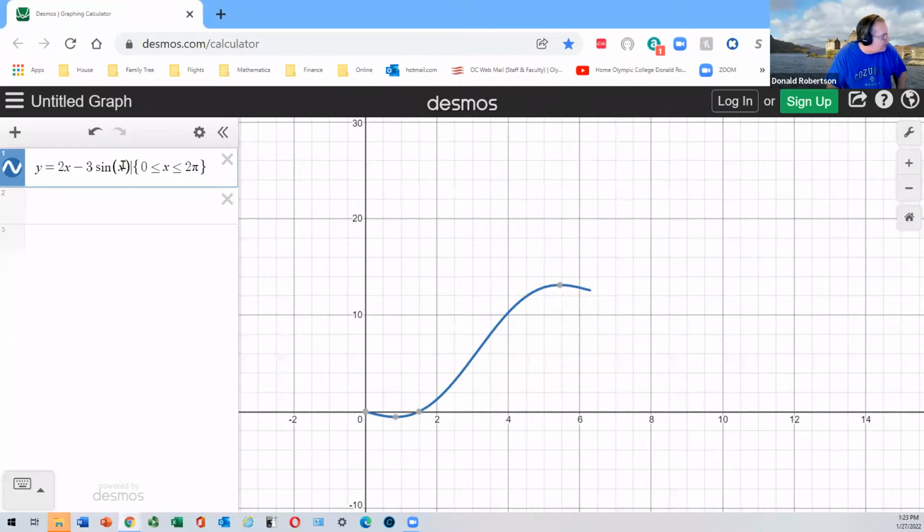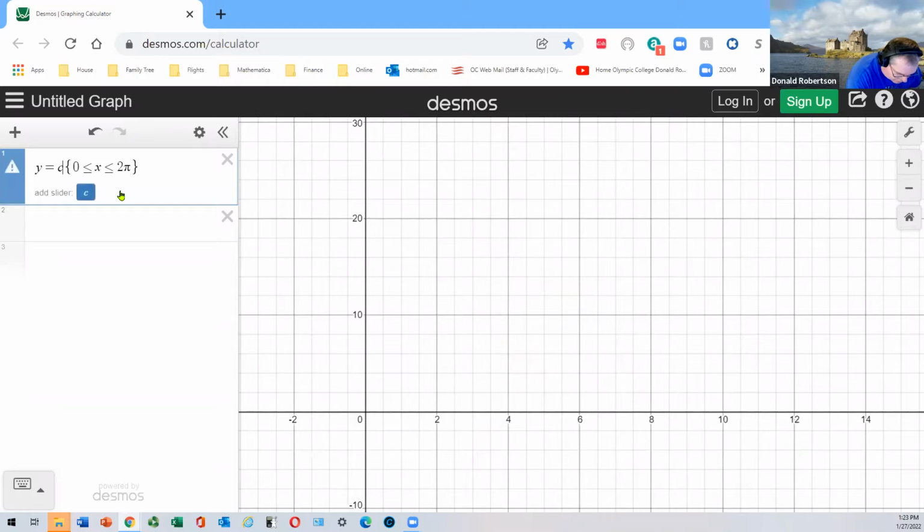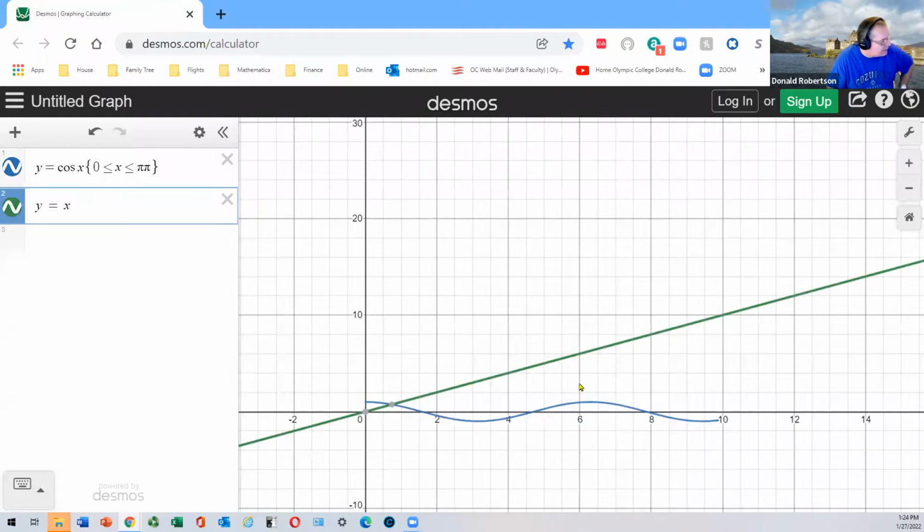Okay, Desmos has gone away. Let me try that again. There we are. Desmos is back. Right, so I'm going to try and keep that end bit so I don't have to rewrite it again. And the function that I'm going to do here is, oh, we're being asked to solve cos x equals x. And all I'm going to do is change it to y equals cosine x from 0 to pi. And then y equals x.